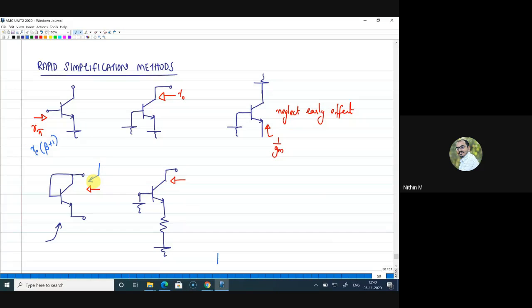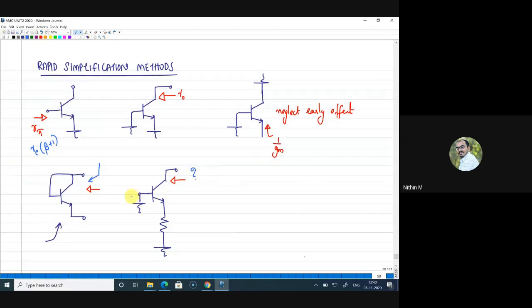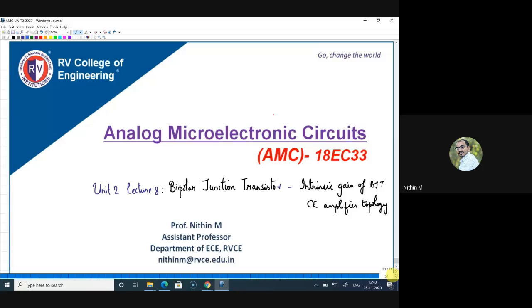Similarly for the last one, I will probably do it in today's class also, because it will take three more additional steps to arrive at the final answer. But everything can be done in relation to what we have done for MOSFET. So in today's class we will analyze these two things, and we also will look at the intrinsic gain of a BJT and introduce the first amplifier topology, which is the common emitter topology.